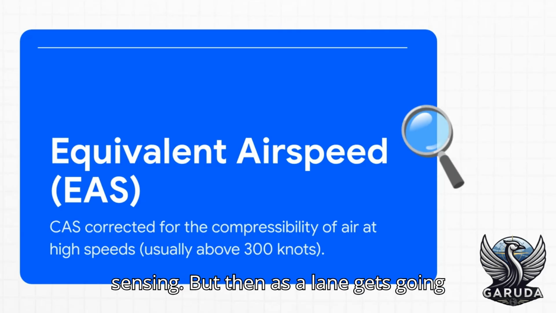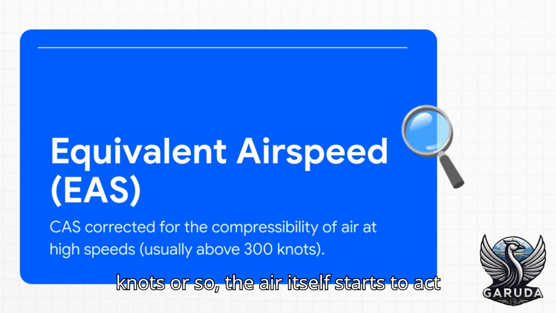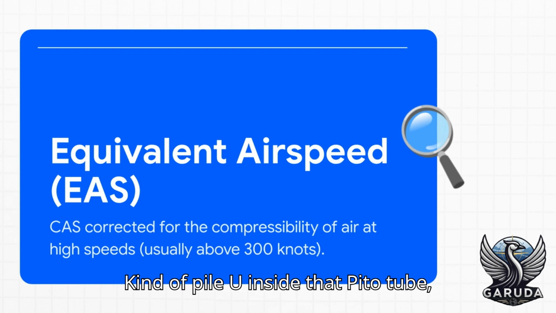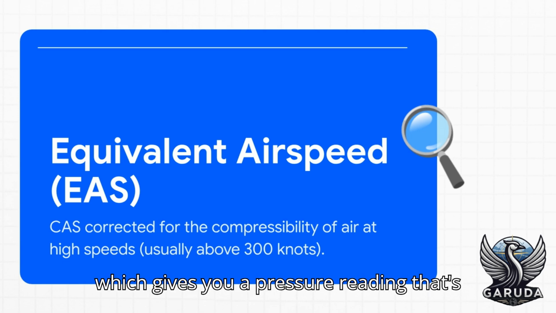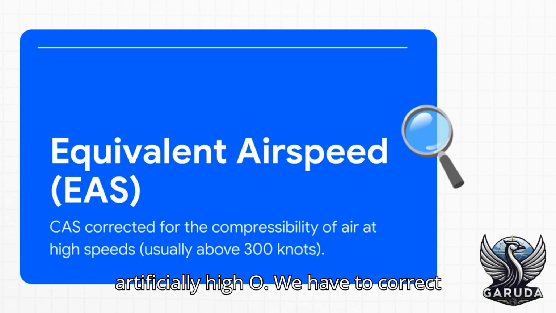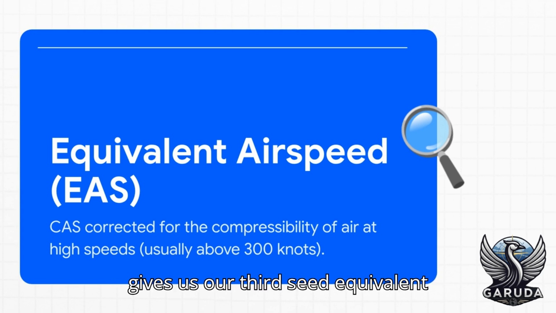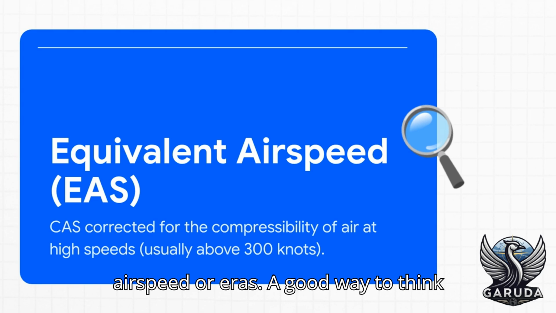But then, as a plane gets going really fast, we're talking above 300 knots or so, the air itself starts to act weird. It actually starts to compress, or kind of pile up inside that pitot tube, which gives you a pressure reading that's artificially high. So we have to correct for this compressibility effect, and that gives us our third speed, equivalent airspeed, or EAS.